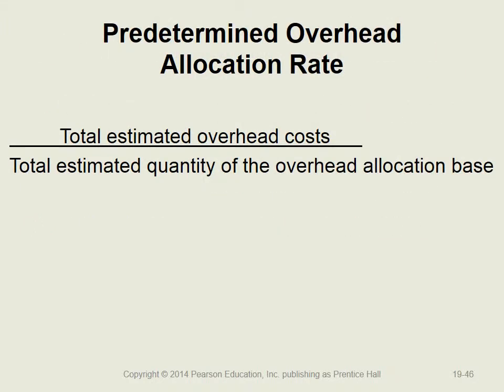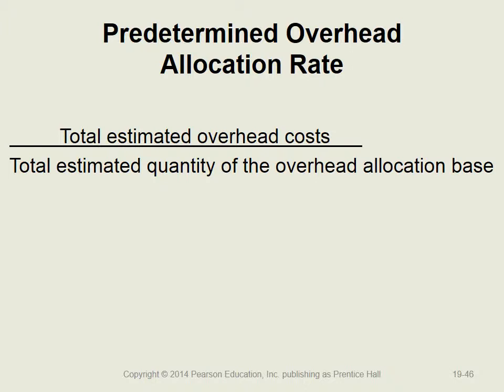If we wanted to make the most accurate allocation of overhead, we could only do this when the total overhead cost was known, and that is not until the end of the period. However, managers cannot wait that long for product cost information. Therefore, a predetermined overhead rate is used to allocate estimated overhead costs to individual jobs. This predetermined overhead allocation rate is calculated before the period begins. The formula to calculate the rate is total estimated overhead costs for the period divided by total estimated quantity of the overhead allocation base. What do we mean by overhead allocation base?